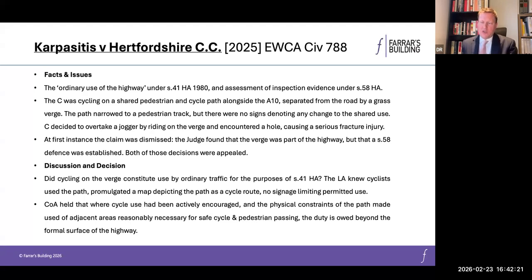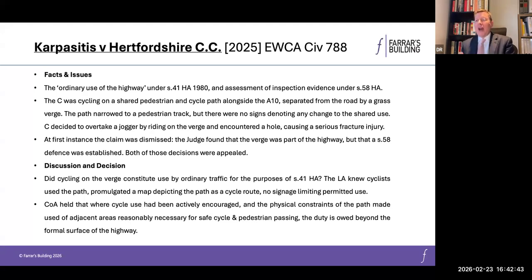Factually, these facts were important. The local authority knew that cyclists used that part of the path, even though it narrowed down to just a walking track. The whole track was effectively marked as a cycle path, a cycle route on a map that had been promulgated by the local authority, a local cycling routes map.